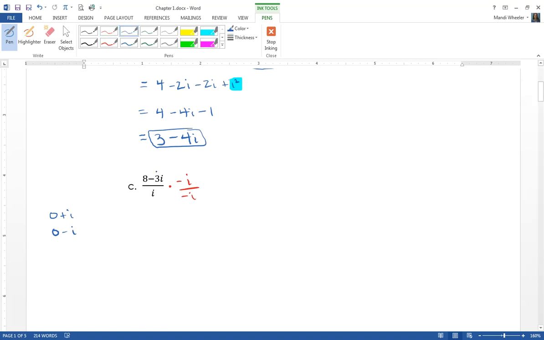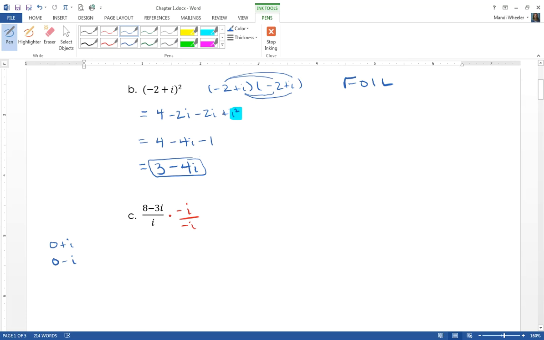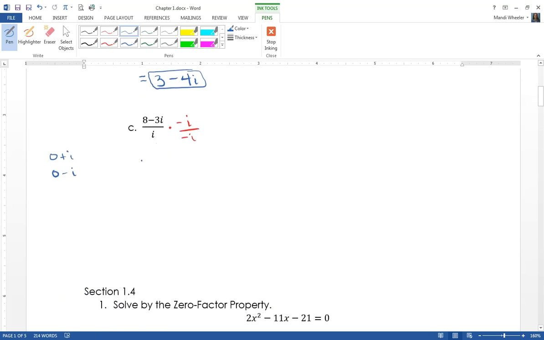And then we're going to multiply it out. Had we had to use a complex number where we were multiplying by something like 2 minus i instead of just minus i, we would FOIL it out in the exact same way we did on this one. But on this one, since we don't, it's going to just be distributing that, so 8 times negative i is negative 8i. Negative 3i times negative i, negative times a negative is a positive, and then 3i squared. And then in the denominator, we get negative i squared, multiplying that out.